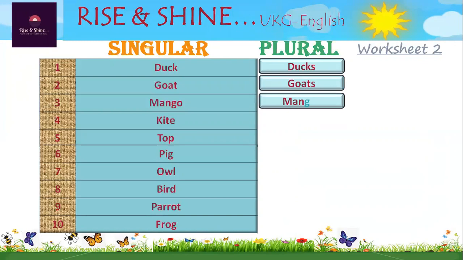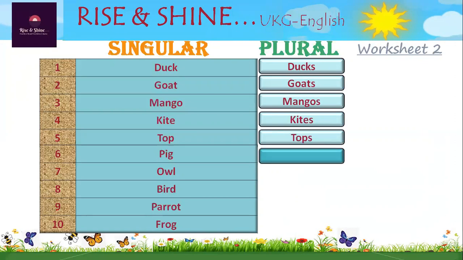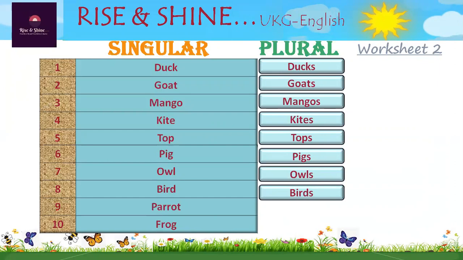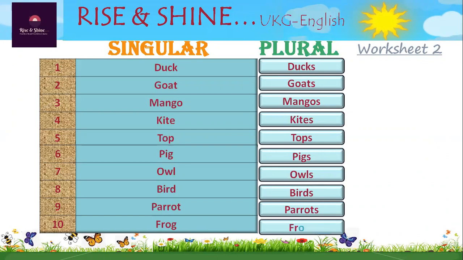Next, mango. M-A-N-G-O-E-S, mangoes. Kite. K-I-T-E-S, kites. Top. T-O-P-S, tops. Pig. P-I-G-S, pigs is the plural of pig. Then owl. Owls is the plural of owl. Bird. Birds. Parrot. Parrots. Frog. Frogs.